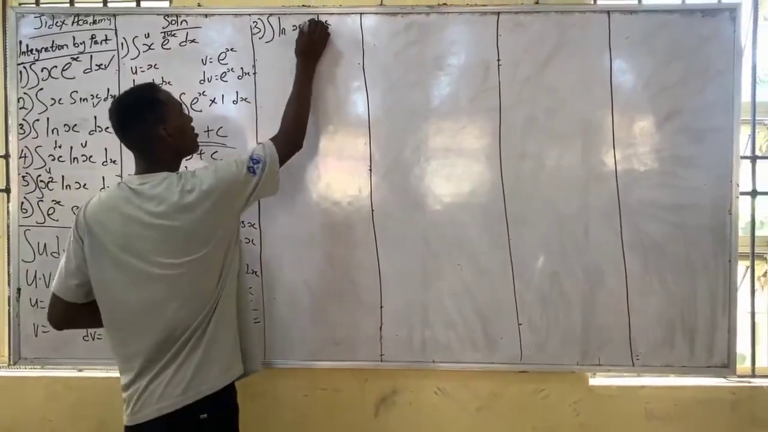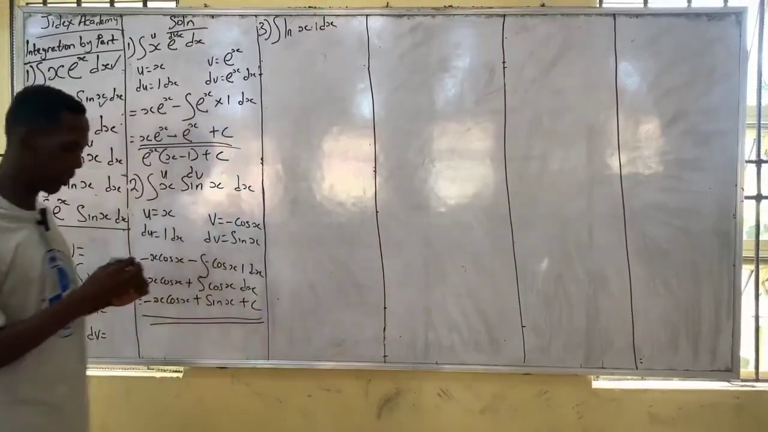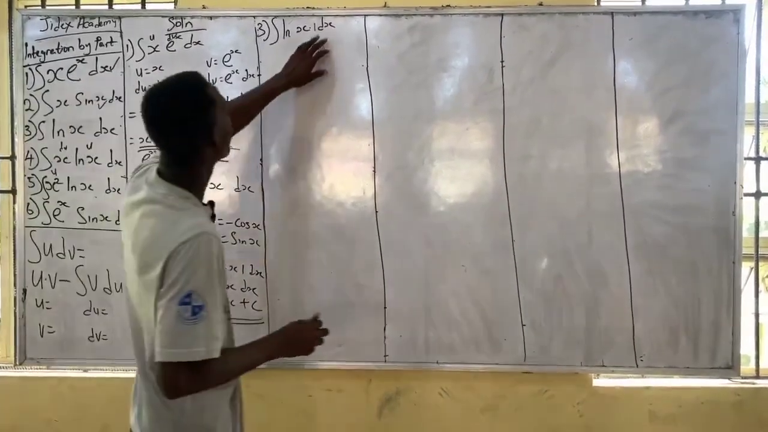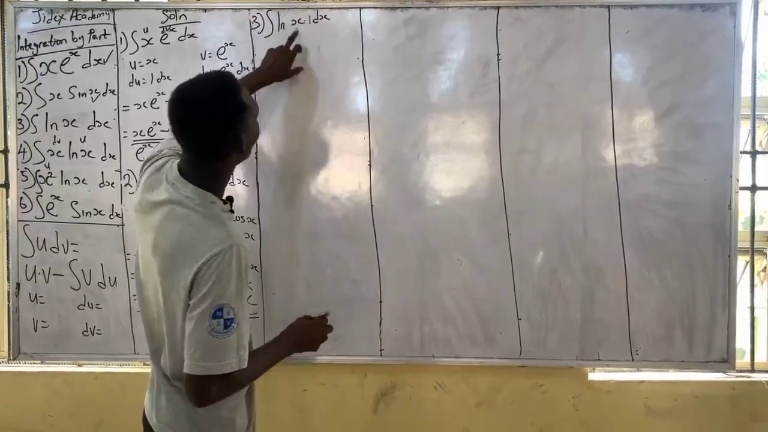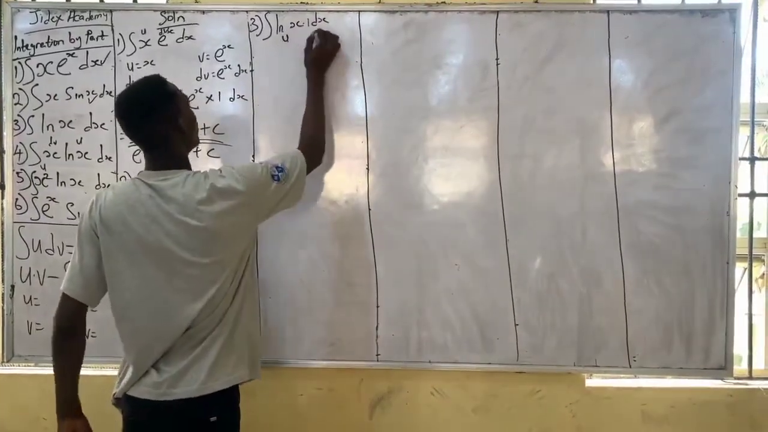Then, the coefficient here is what? 1. You can say ln x times 1. So this can represent our dv, and this can represent our u. So we can say this is our u, and this is our v.